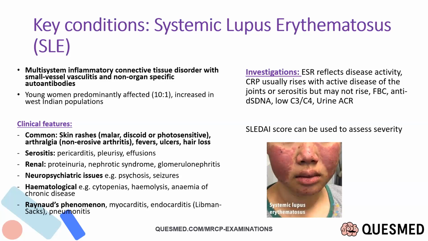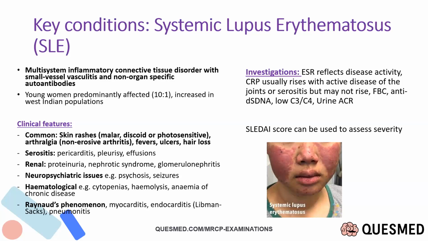You get hematological changes, so cytopenias and autoimmune hemolysis, and there's also often an anemia of chronic disease. That's the same for quite a lot of these autoimmune conditions. Raynaud's phenomenon is common, and other things to be aware of in these patients are myocarditis and, rarely, an endocarditis, which is aseptic and is called Libman-Sacks.